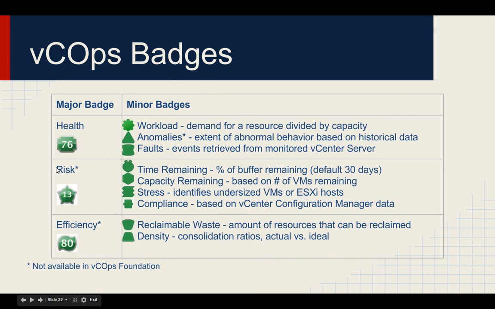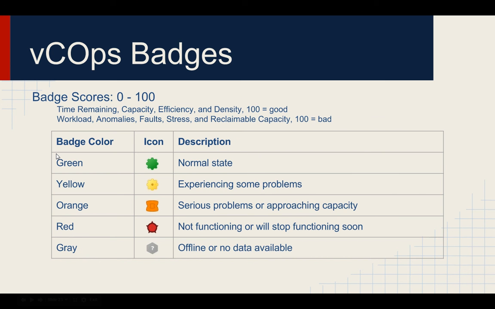So it's a really reduced set of information that you get with the Foundation version, unfortunately. The badge scores range from 0 to 100. For things like time remaining, capacity, efficiency, and density, 100 is good. For the rest, things like workload, anomalies, faults, 100 is actually bad. But Operations Manager knows how to weight those and what's good and bad on each one.